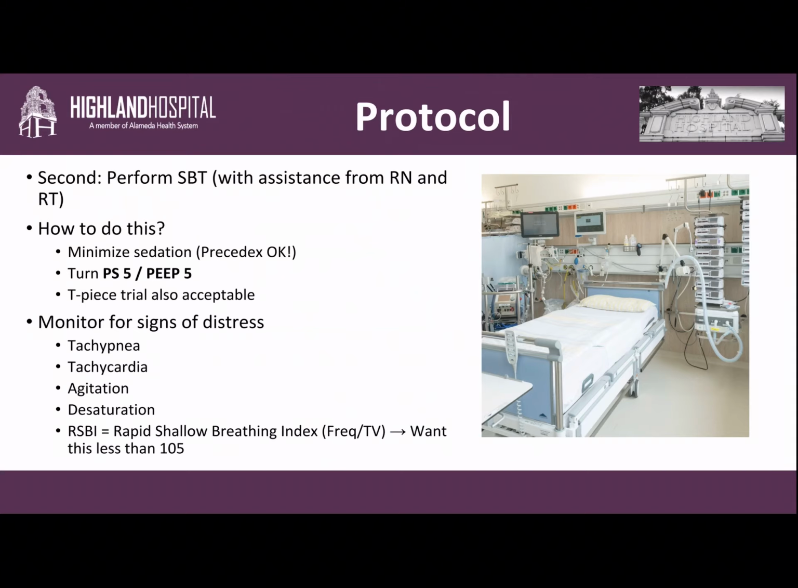A T-piece, if we remember, is a device that we put at the end of an endotracheal tube after we have discontinued the circuit. So the patient is essentially breathing the air of the room without any assistance from the ventilator. As you might guess, this is a very demanding process for the patient because they have to essentially breathe through a narrow diameter tube, kind of like breathing through a straw.